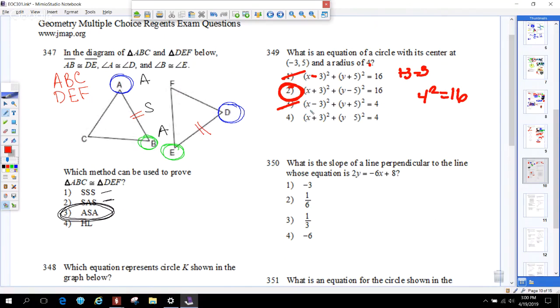The slope of a line perpendicular. So we're going to divide everything by 2. This allows us to get into y equals mx plus b form. It wants perpendicular, so my perpendicular slope is going to be +1/3. I wish they gave you more questions like that.